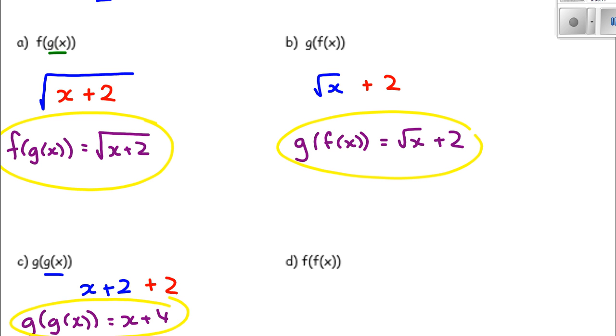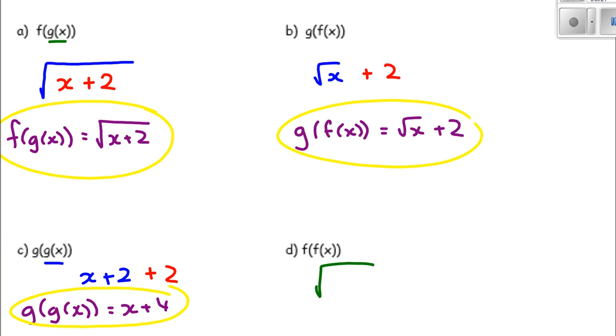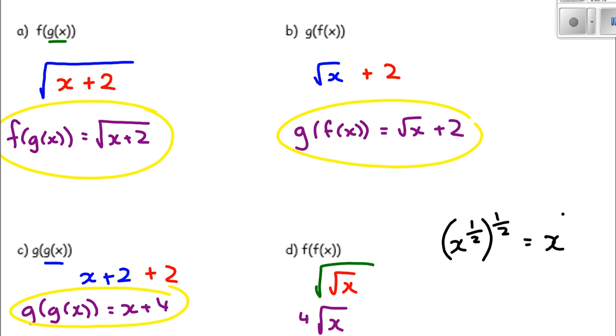And f of f of x. F of x is square root of x. So it's the square root of the square root of x, which you might realise automatically is the fourth root of x. If you're having trouble seeing that, remember square root of x happens to be the same as x to the half. And then to square root that means to raise it to the power of a half, which happens to be the same as x to the quarter, which is the same as the fourth root of x.